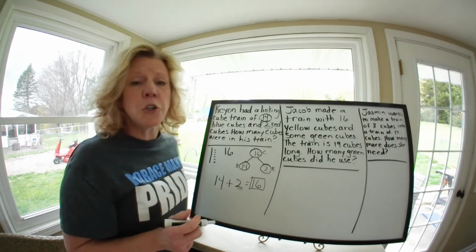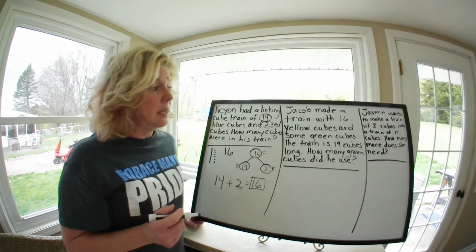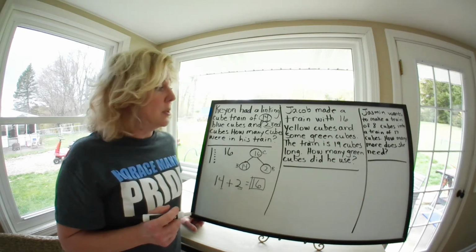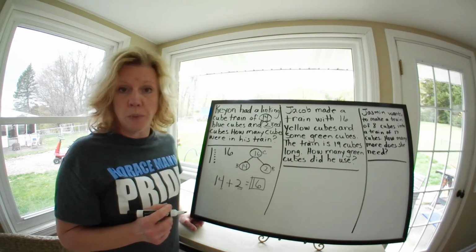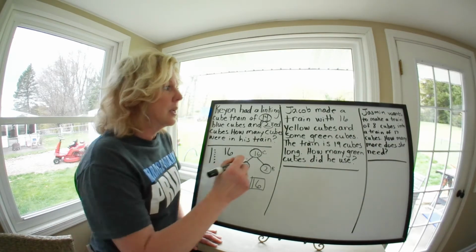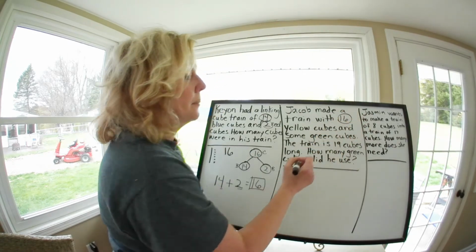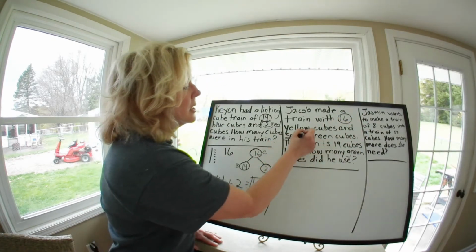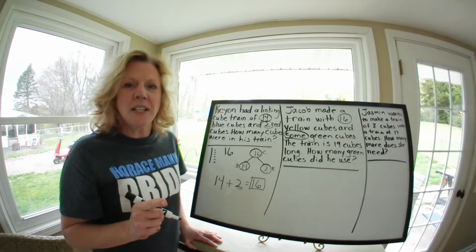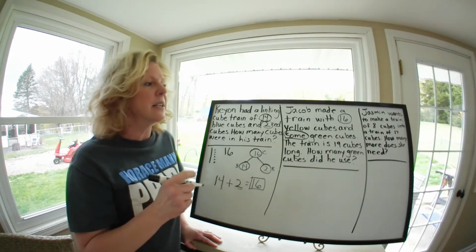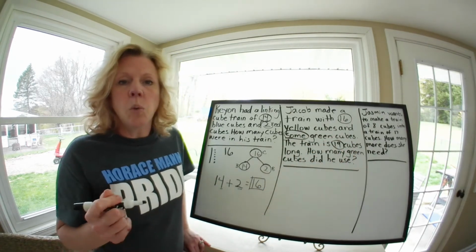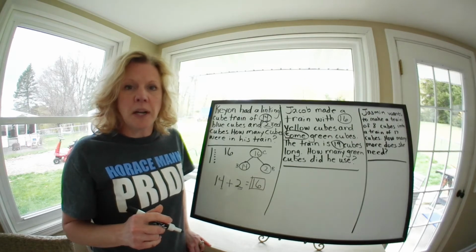Okay? Now let's take a look at our second problem. It says Jacob made a train with 16 yellow cubes and some green cubes. The train is 19 cubes long. How many green cubes did he use? Well, I want to show you something, and this is another tricky one. I have the number 16, okay? But I also have this word some. That word some is going to turn into a number. We just don't know what it is yet, and that's the number we're trying to find. And then we said his train was 19 cubes long. We're going to back our way into this problem again.